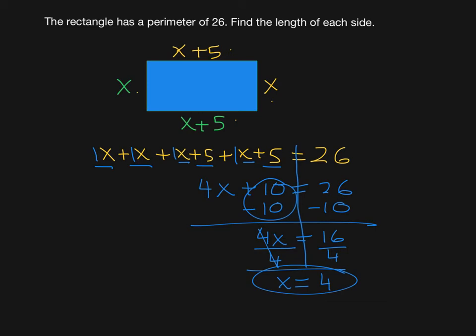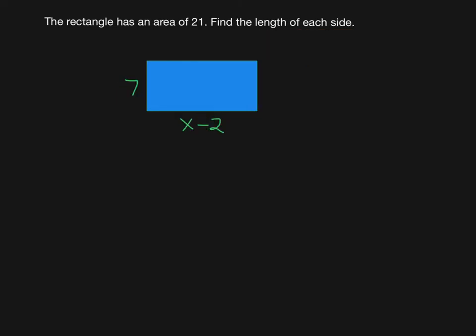Now, we found x equals 4, but we've got to take into account what this problem is actually asking us to solve, right? It says find the length of each side. So we found x. We know what the width is. x equals 4. But we also need to find what the length is. Now if I know x is 4, this becomes 4 plus 5, and 4 plus 5 equals 9. So we have 4 and 9 for our width and our length in our rectangle.